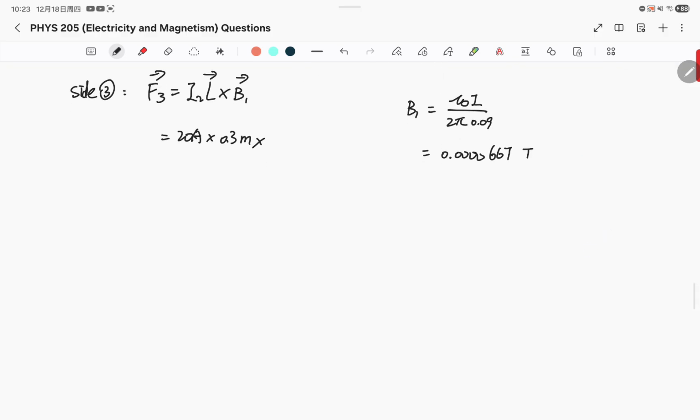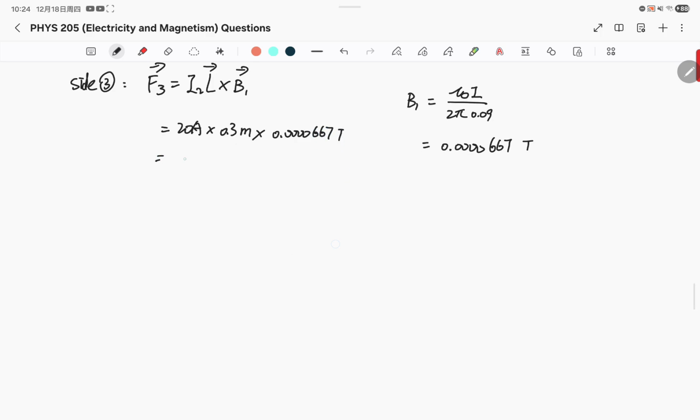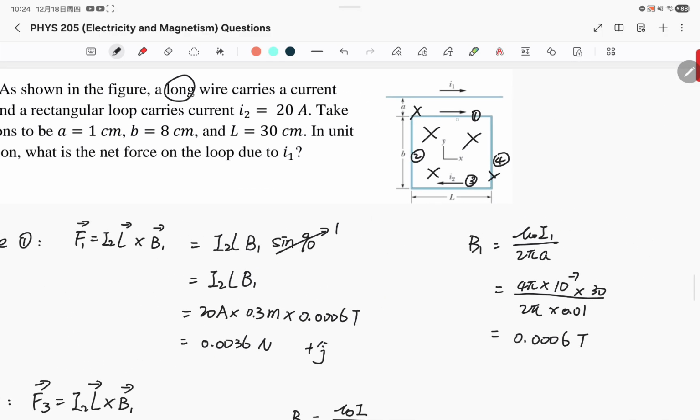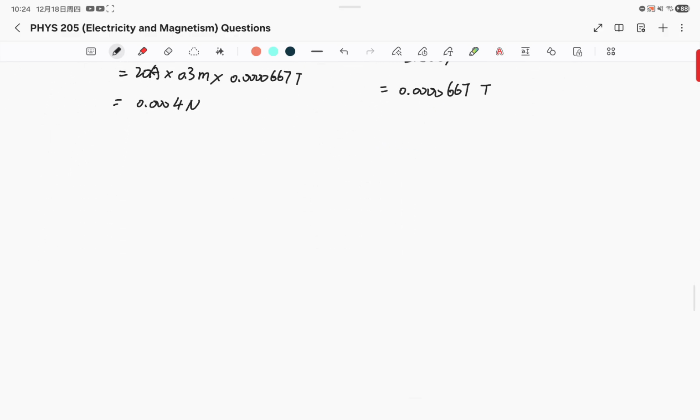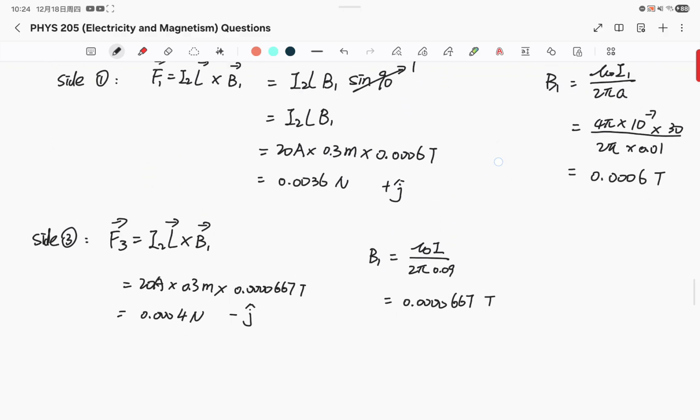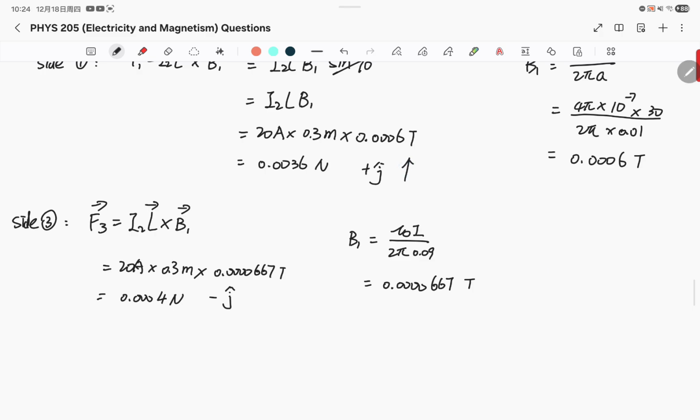Since the distance changed, the magnetic field changed. So force is going to decrease because it's further away from the source. What's the direction? Well, right hand rule. Index finger pointing to the left, following the direction of the current. Magnetic field into the page, that's your middle finger, and see where your thumb is pointing. Negative J. Or you can say put an arrow here, this is going up, this is going down.